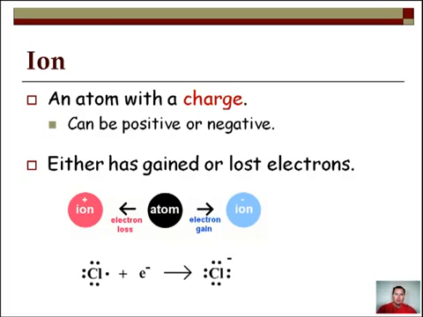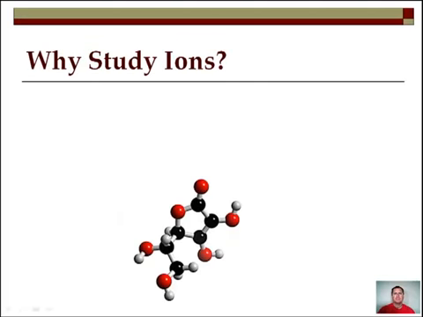So if we gain electrons, we become a negative ion. If we lose electrons, we become a positive ion. The reason is, for positive, we have more protons than electrons, so more pluses than minuses. If we gain an electron, we have more negatives than positives. Pretty simple math there.